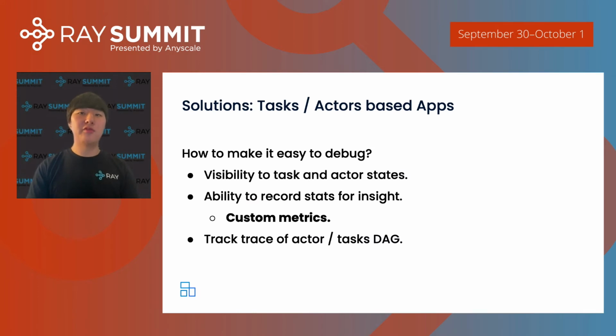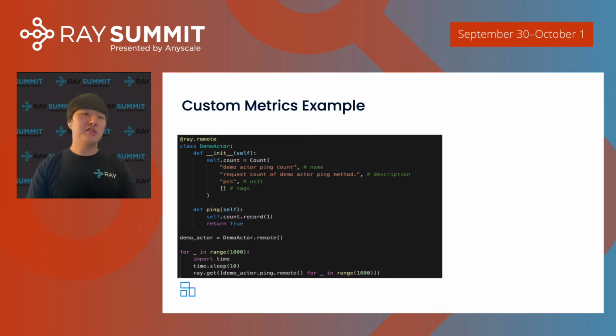The second solution is to give users the power to add custom metrics. Custom metrics are metrics you can record in your application layer. And recording custom metrics in Ray is really simple. You can just import the custom metric API and define the custom metrics, in this case, count. You can see the demo actor's initialization function. And you can record metrics using a record method. If you look at the ping method, you can see this count custom metric is recorded every time ping is called. And this will be automatically collected by Ray. All the metrics will be automatically collected by Ray, and you can export them through Prometheus.